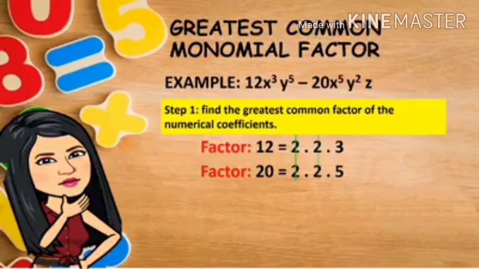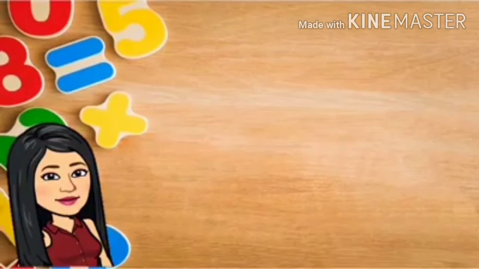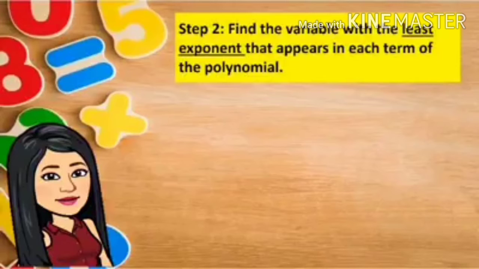Then we are going to find the common factors. The common factors are 2 and 2. Then we're going to multiply 2 times 2 equals 4. So the GCF of 12 and 20 is 4. Now let's proceed to step 2. Find the variable with the least exponent that appears in each term of the polynomial.